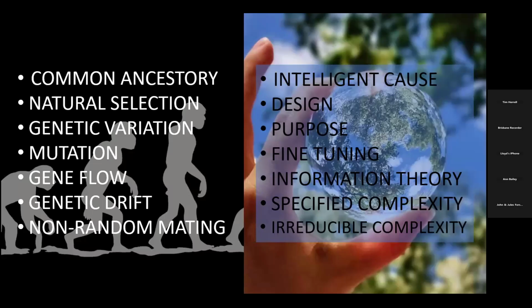Okay, just maybe a little bit more groundwork. These are the major points that we're going to see when we're talking about evolution and creation. So on the evolution side of things, you've got things like common ancestry, natural selection, genetic variation, mutation, gene flow, genetic drift, and non-random mating. There are some of the terms that you might hear when you're talking about evolution.